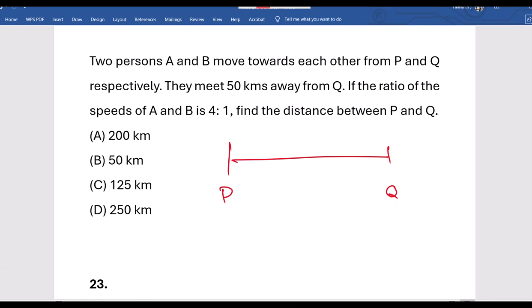Sir, in this question, whether timings are given? Timings are not given, which means you can consider both started at the same time. When timing is constant, distance is directly proportional to speed. When speed is 4 is to 1, distance also 4 is to 1. Here, this one part is 50. Answer is 250.